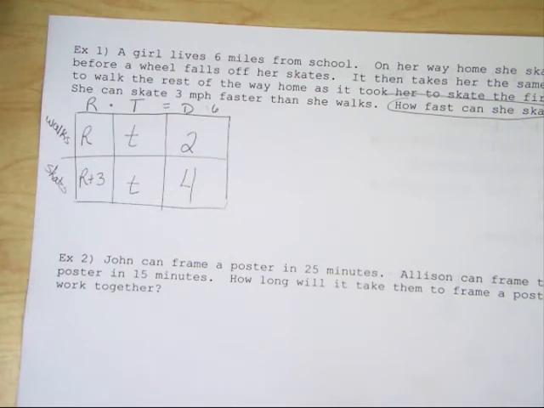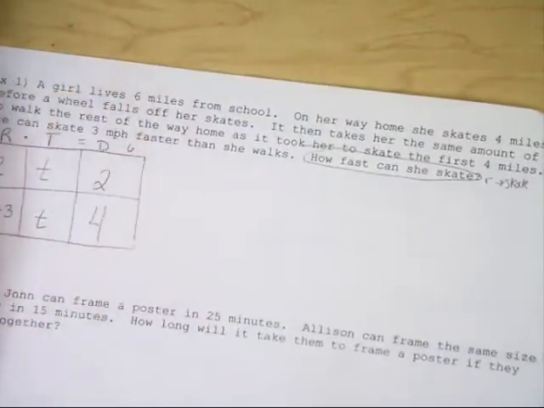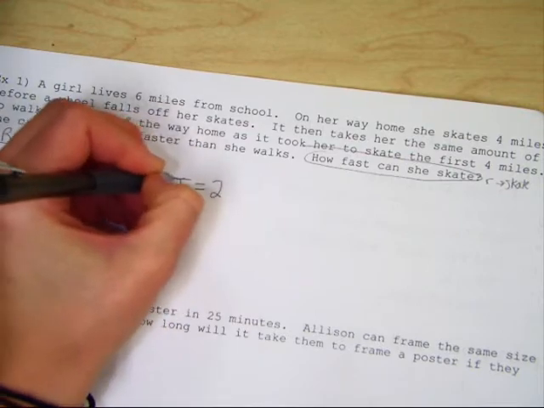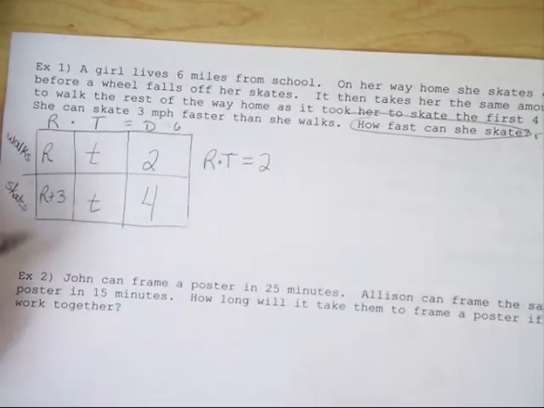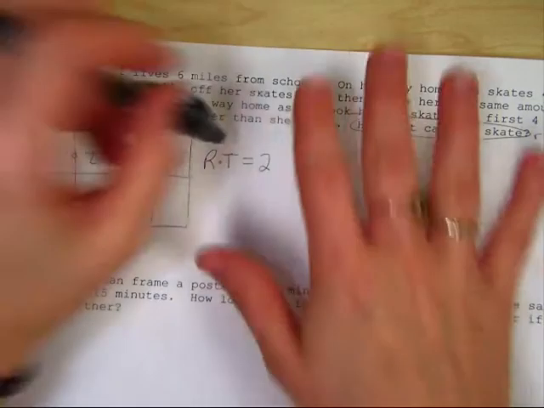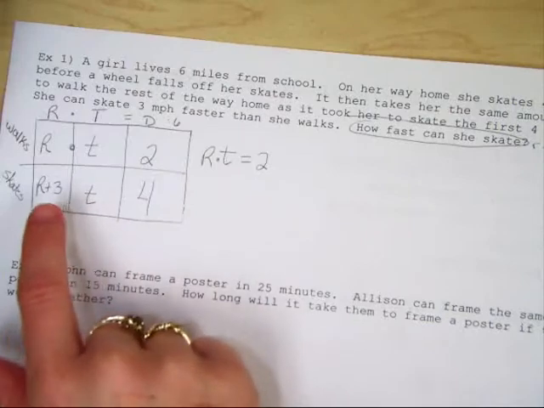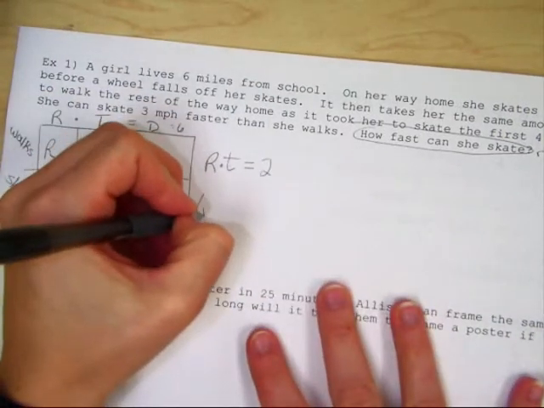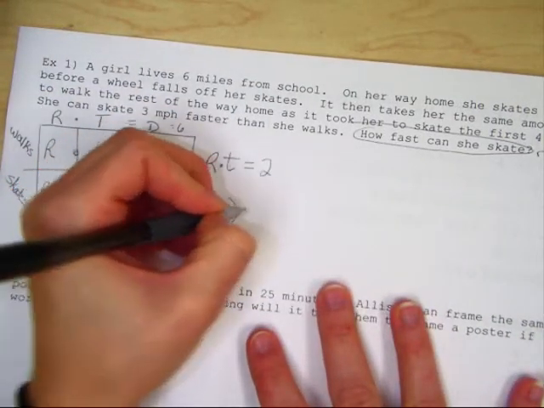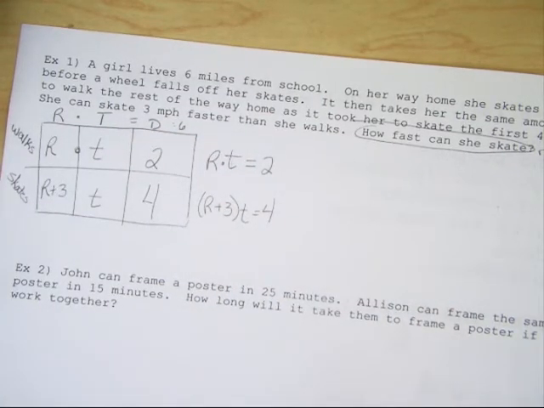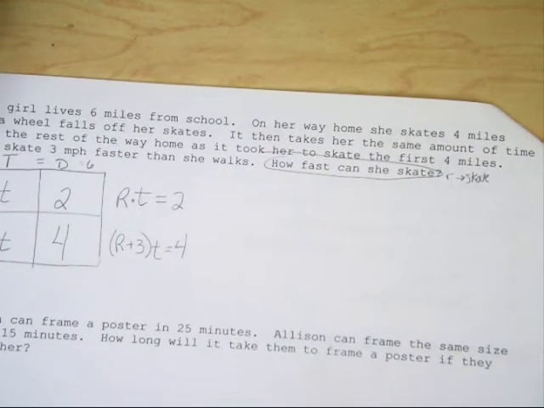Okay, so I've gone through 2 steps. I found my purpose, I made my chart, now I make my equations. We know that R times T equals the distance. So in the walking, we have R times T equals 2. I'll use a lowercase t. When she skates, we just do R plus 3 times T equals 4. So we have our 2 equations, and our goal is to use R to get R as our answer for her skating.